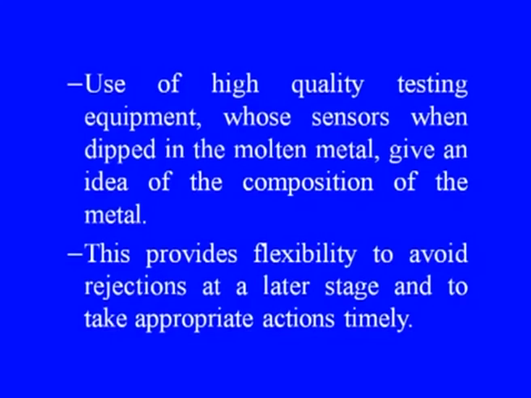Of course, there are different types of AGVs, but that discussion is beyond the scope of this session. As the situation demands, a suitable type of AGV can be used for transferring material from one shop to another or from one place to another for the purpose for which it is being transported. Then, number 2, use of high quality testing equipment whose sensors, when dipped in the molten metal, give an idea of the composition of the metal.